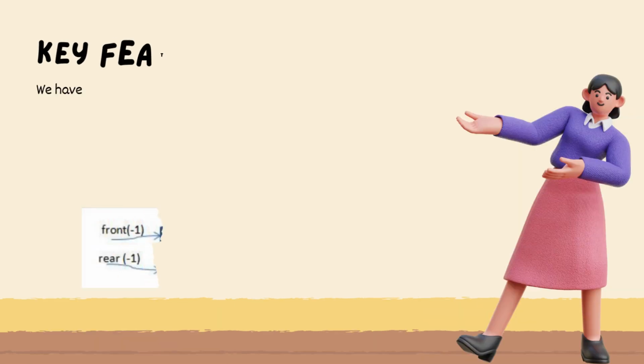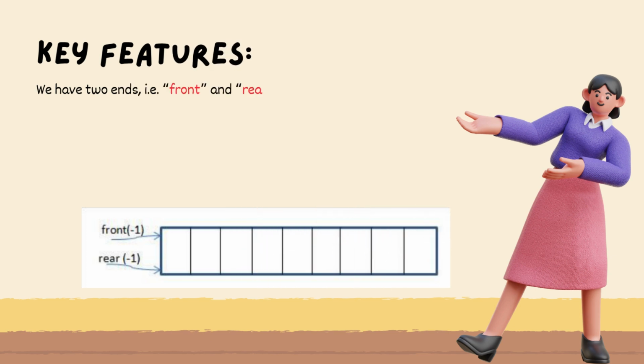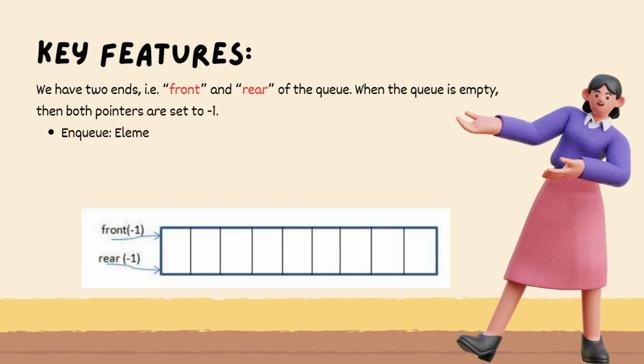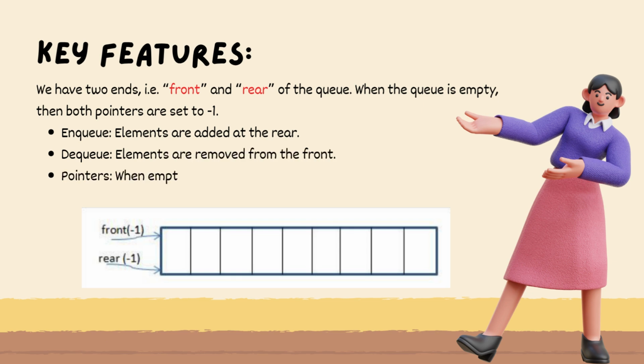There are two ends in a queue, the front and the rear. When the queue is empty, both pointers are set to -1. Elements are added at the rear, which is called enqueue, and removed from the front, called dequeue. If the rear pointer reaches the maximum size, the queue is full. If the front pointer is null, the queue is empty.